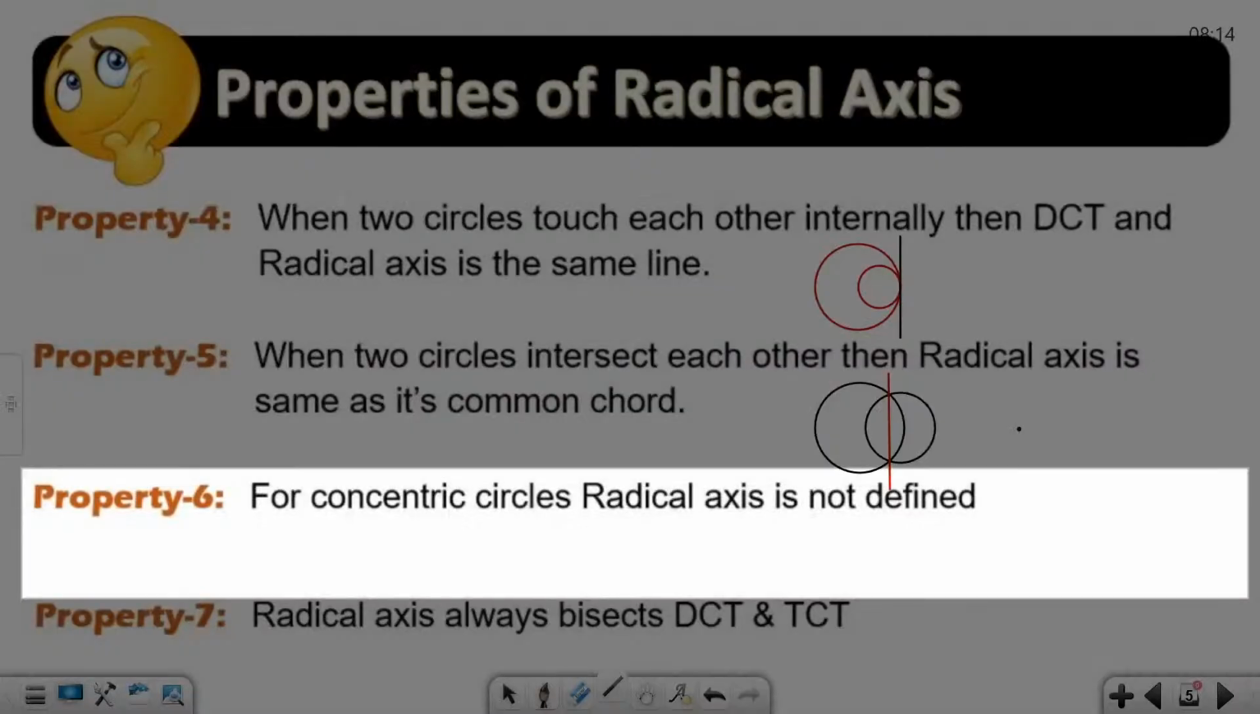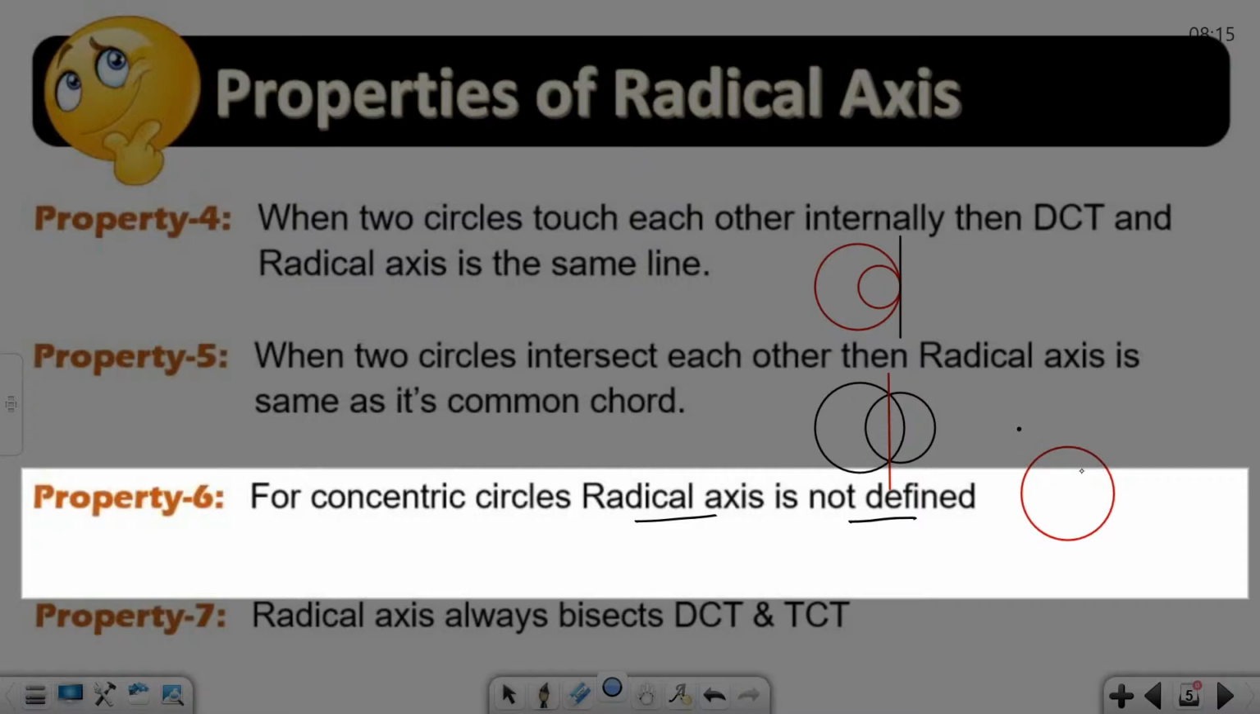The sixth property states that for any concentric circles, the radical axis is not defined. For any concentric circles, you cannot find the radical axis because it is not defined there. That's pretty simple.